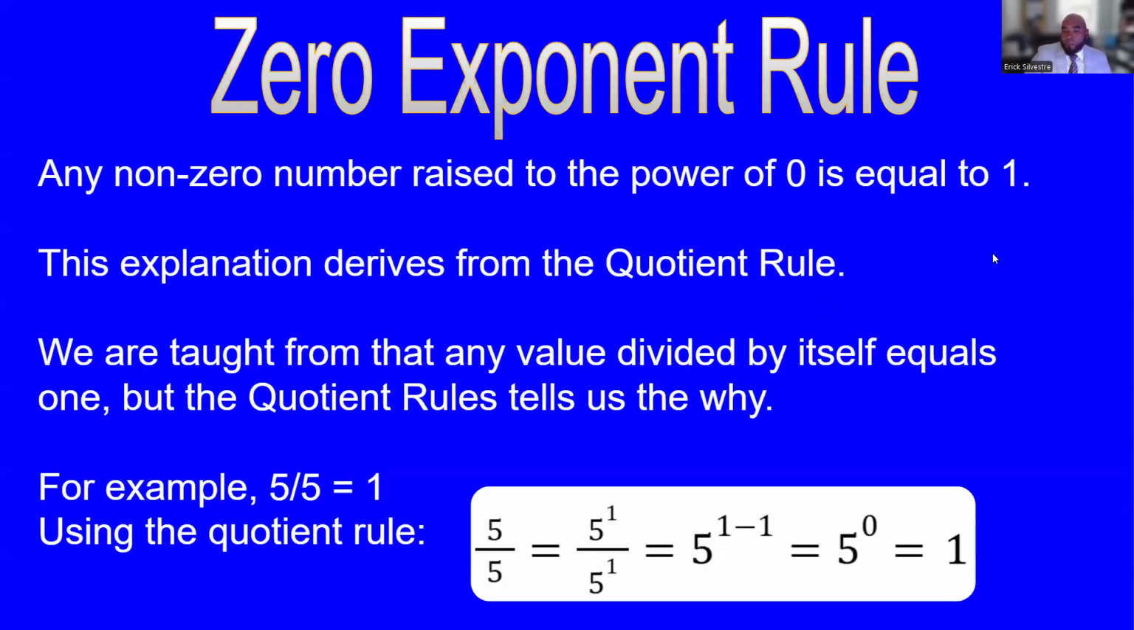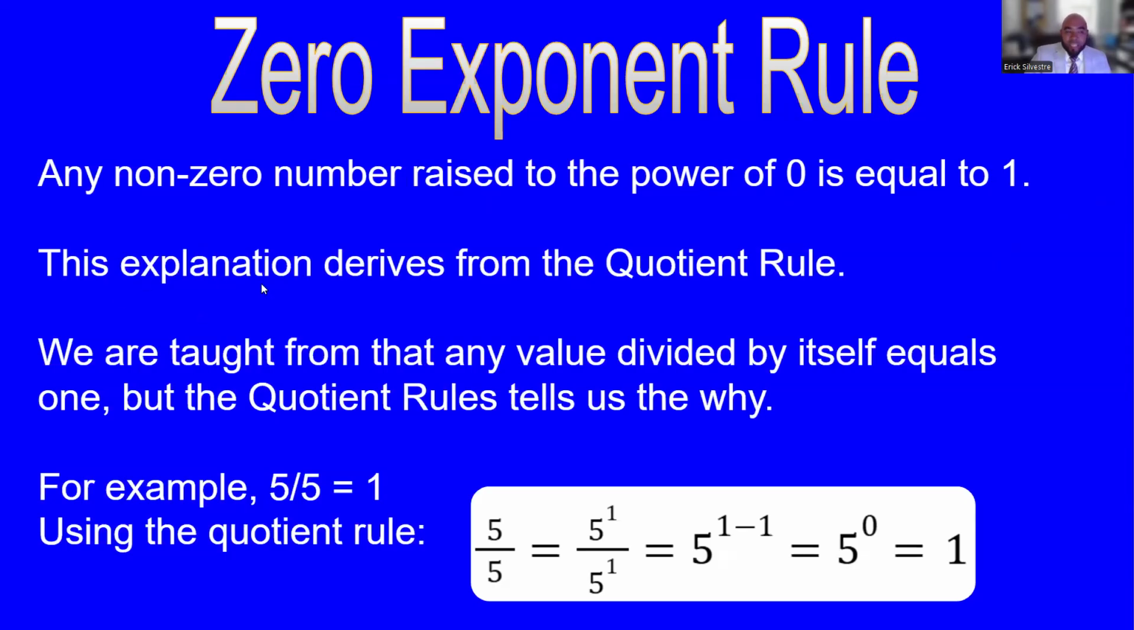All right, there's another rule that we have to remember, which is the zero exponent rule. Basically what this is telling you is that any number raised to the 0 power is equal to 1. Any number except for 0. You cannot have 0 raised to the 0 power. You cannot make something out of nothing. So any non-zero number raised to the power of 0 is equal to 1.